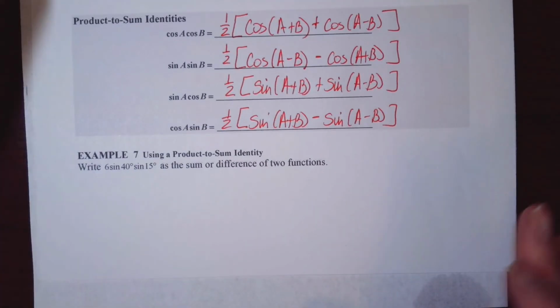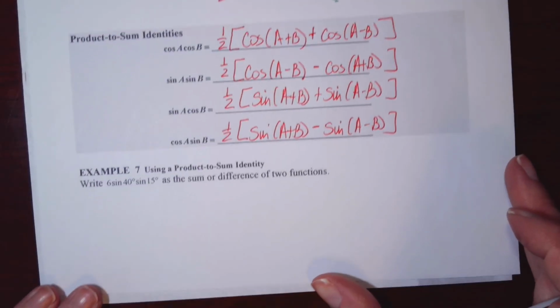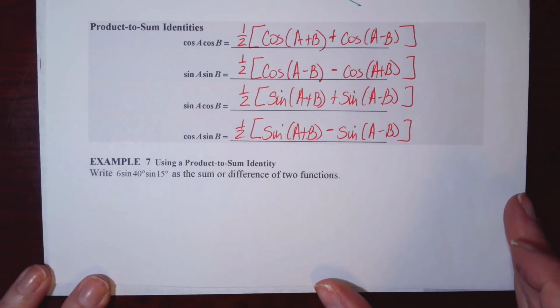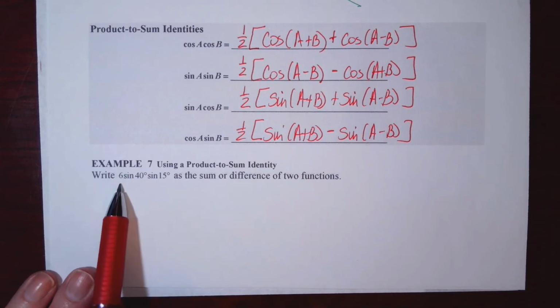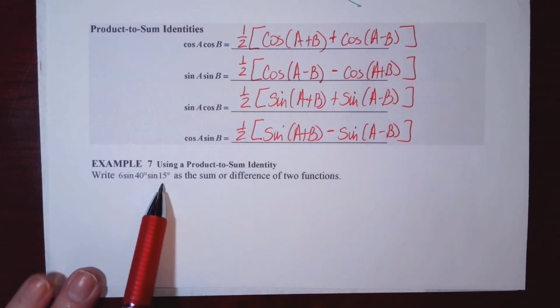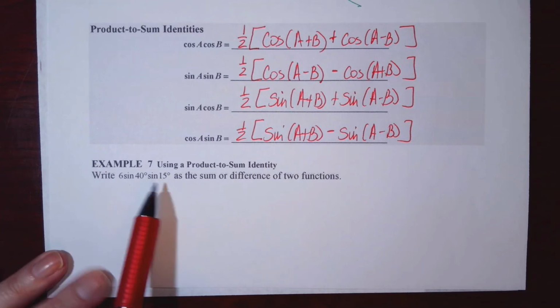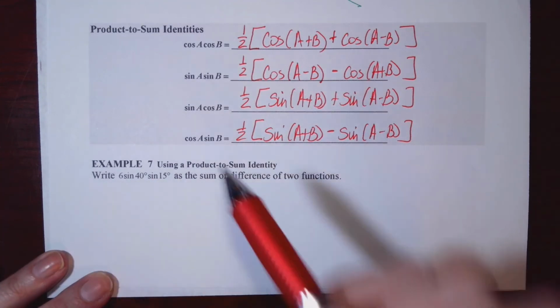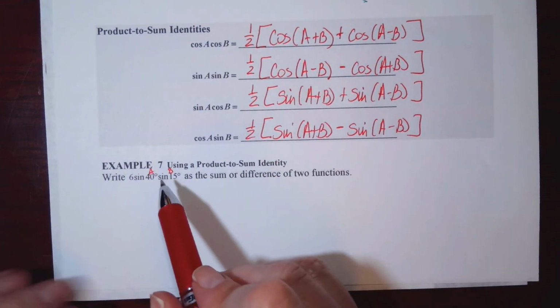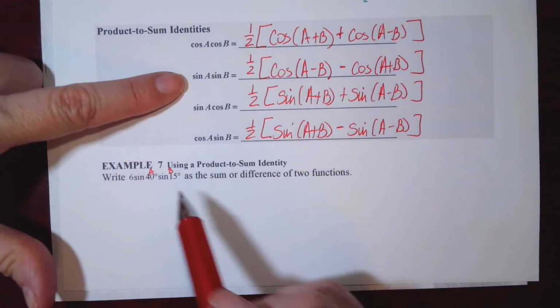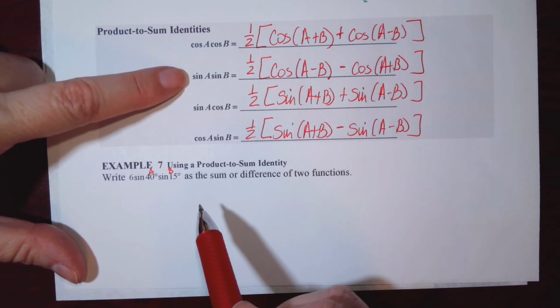Alright, how do we use those? Well, using them is pretty easy. You just have to recognize which one you're interested in. I've got sine of 40 degrees times sine of 15 degrees. Well, sine and sine, this is A, this is B. Sine A, sine B, that's the second one right here, right?